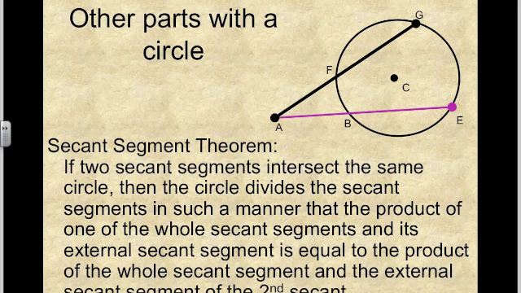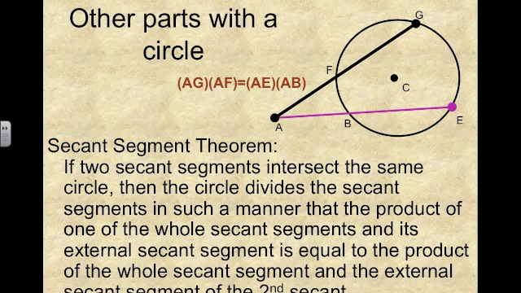So, if I take the whole secant segment, A to G, and I multiply by just what's outside, A to F, I get the whole A to E times just what's outside, the A to B. That's what this is trying to tell us. So it tells me AG times AF has to equal AE times AB. The whole thing times what's outside has to equal the whole thing times what's outside. That's the thing to remember from this particular theorem.